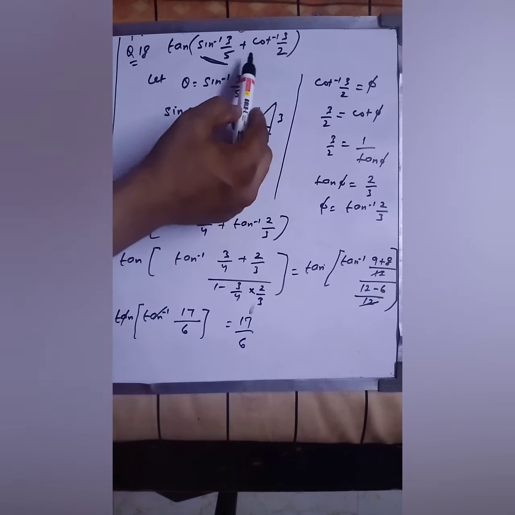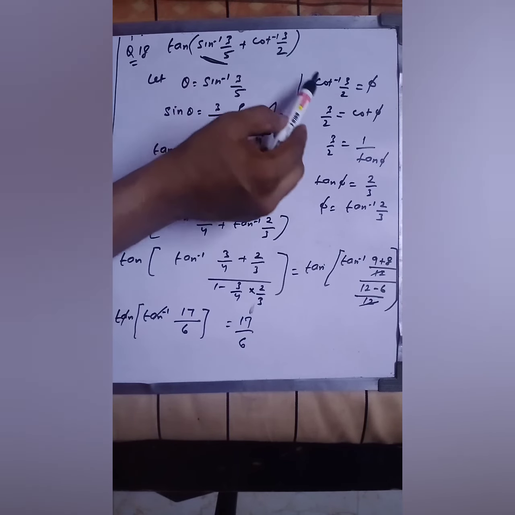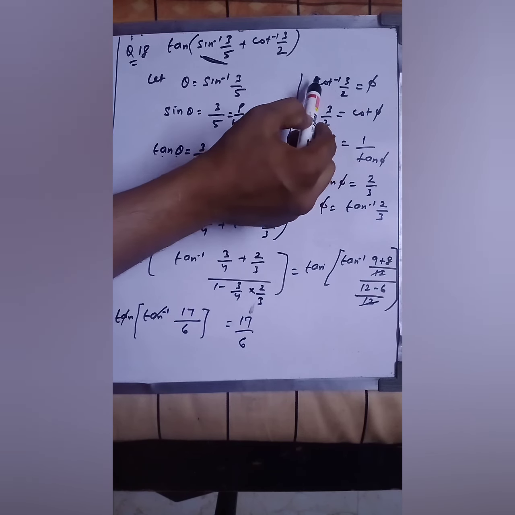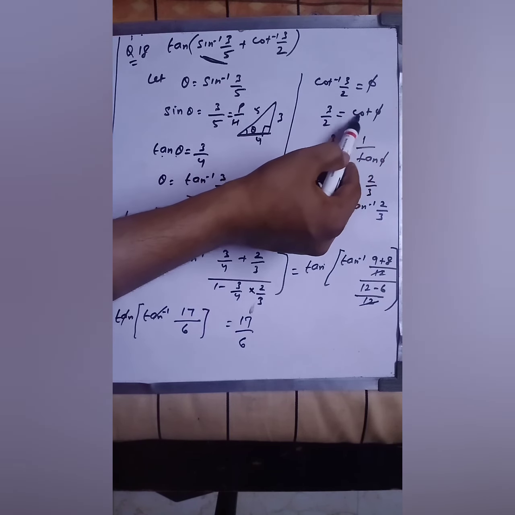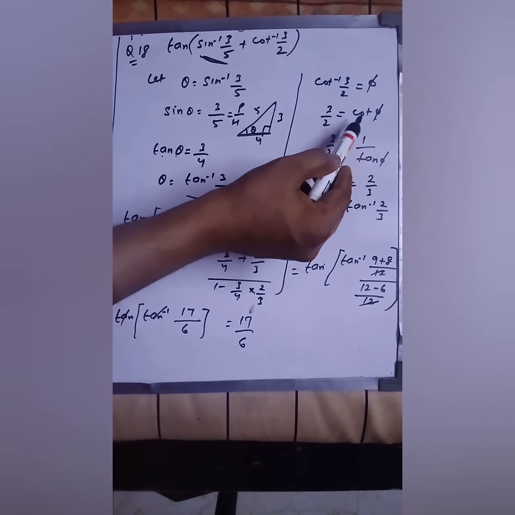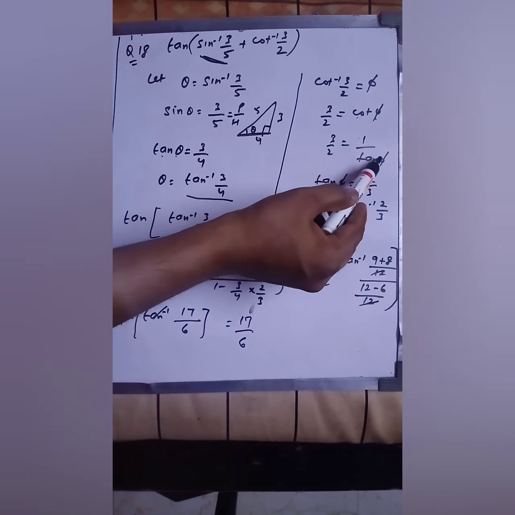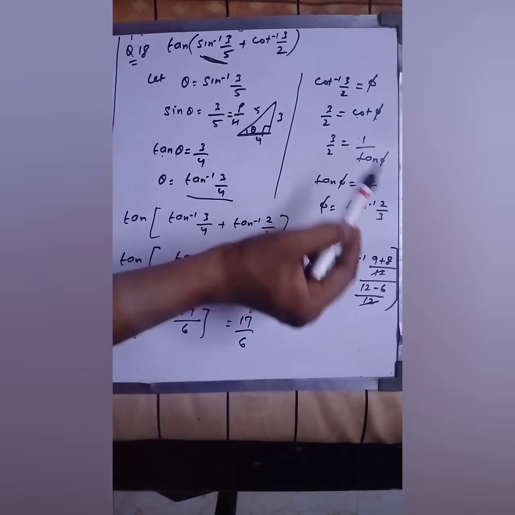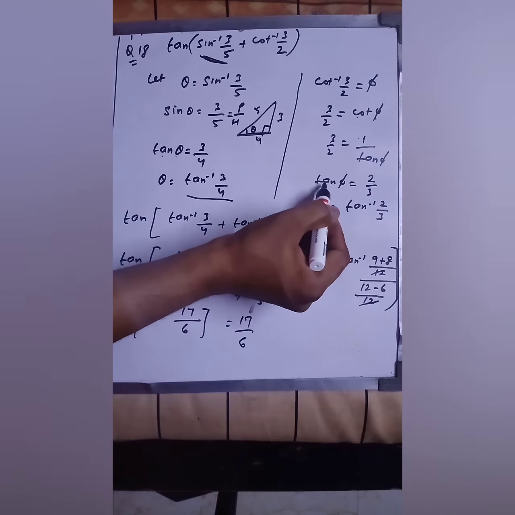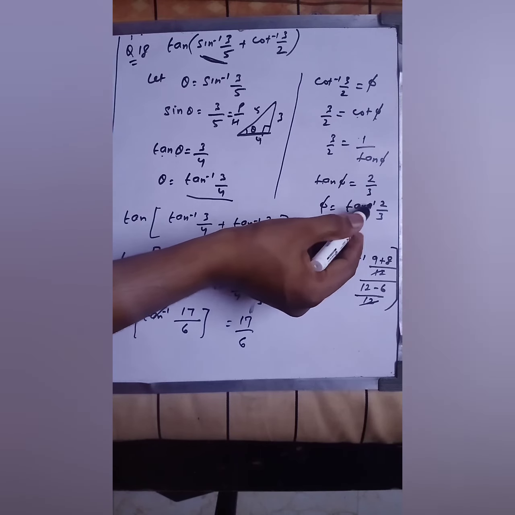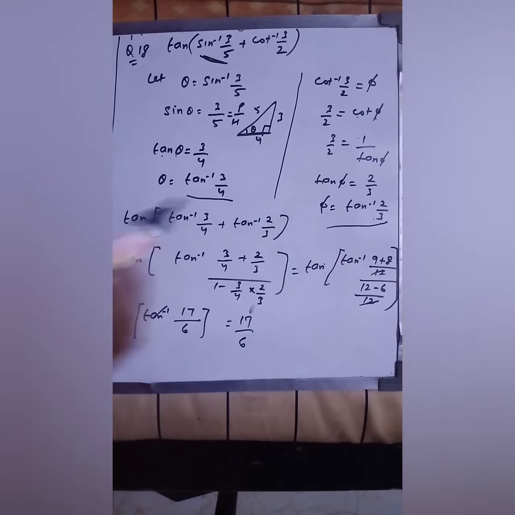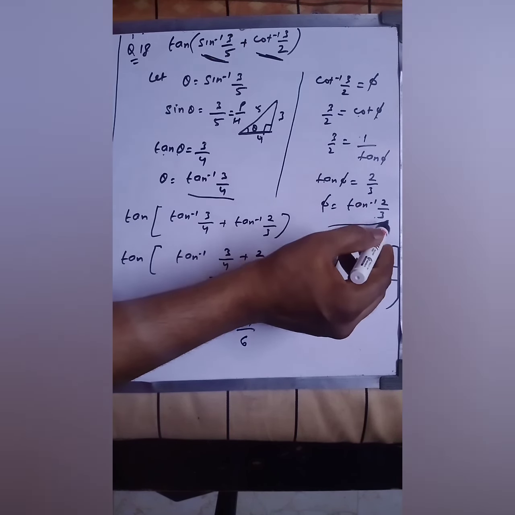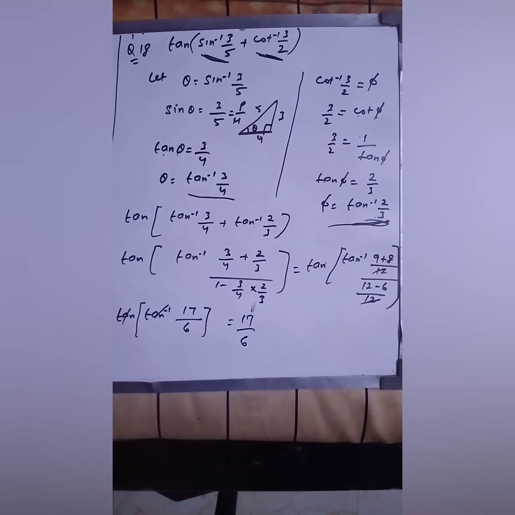Okay, now in this part, that is cot inverse 3 by 2, I'm assuming that this is equal to phi. So this cot will come on the right hand side, that will be cot phi equal to 3 by 2, and cot phi can be written as 1 by tan phi. Okay, so tan phi will be 2 by 3. Got it? So this tan will come on this side, it would be tan inverse 2 by 3. This is the value of phi. Got it? So in place of cot inverse 3 by 2, I can write tan inverse 2 by 3.